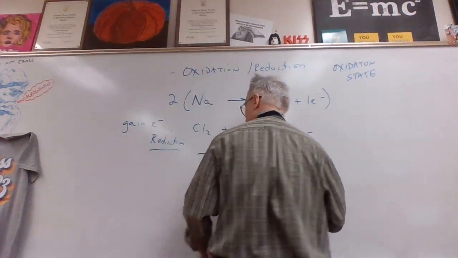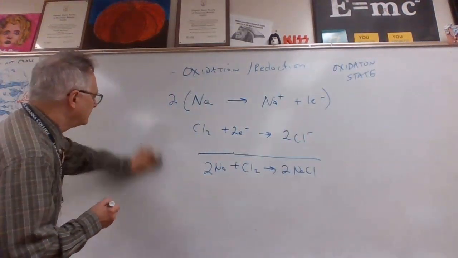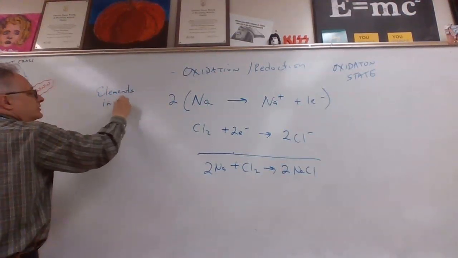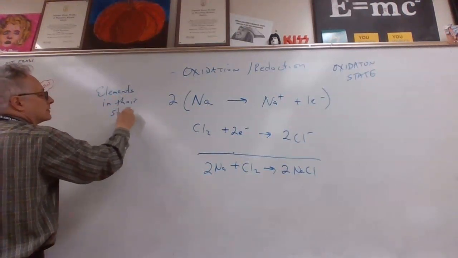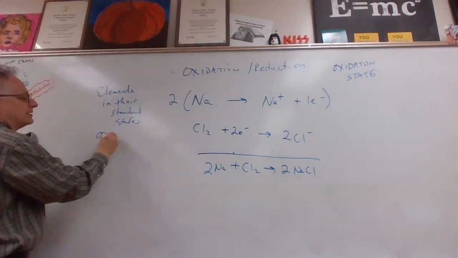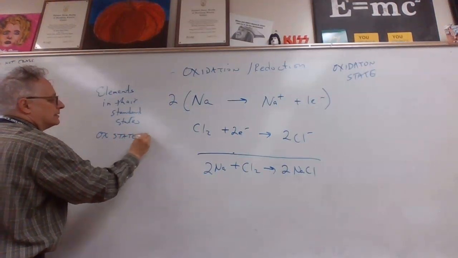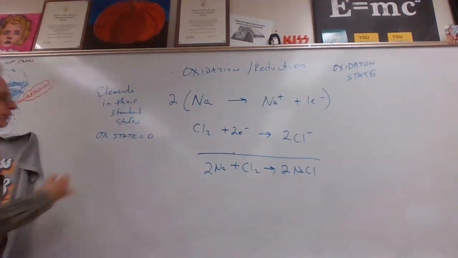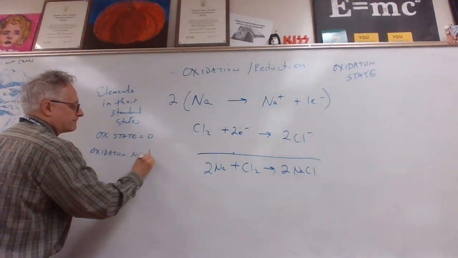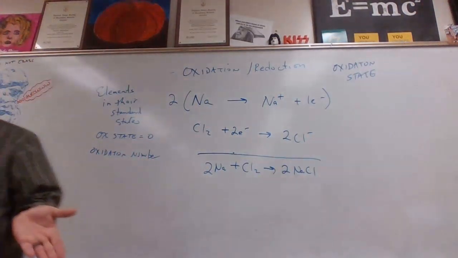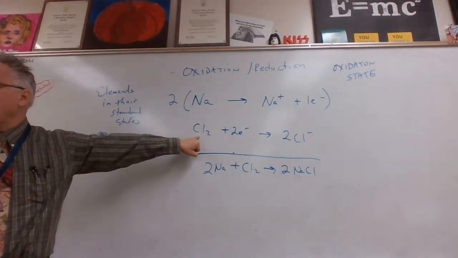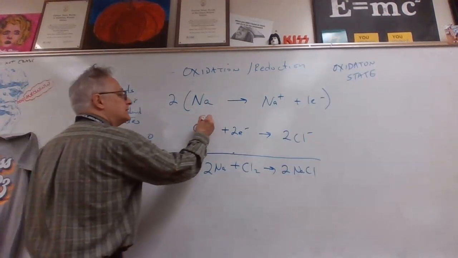So, elements, let me write that over here. This is an easy thing to think about. Elements in their standard states, the oxidation state is 0. Some people also say oxidation number. That's another thing: when we refer to the number, we call it the oxidation number. So the oxidation number on sodium here would be 0. On chlorine here, this is an element in its standard state. So that's 0 and that's 0.